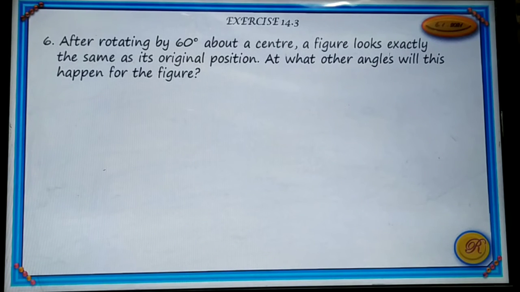Question number 6. After rotating by 60 degrees about a center, a figure looks exactly the same as its original position. At what other angles will this happen for the figure? Solution.